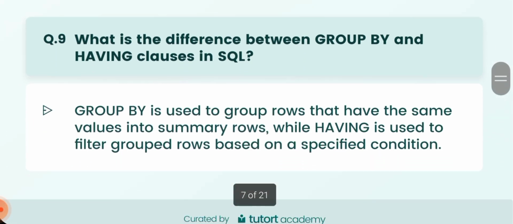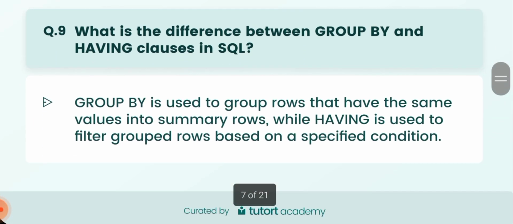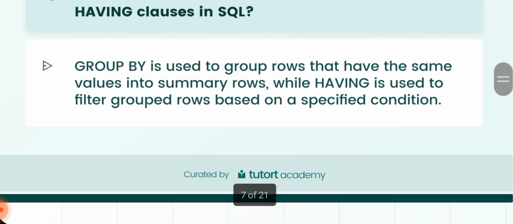Question number 9. What is the difference between group by and having clauses in SQL? Group by is used to group rows that have the same values into summary rows, while having is used to filter grouped rows based on a specific condition.